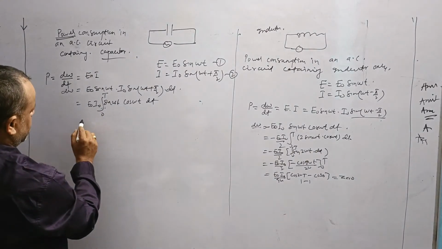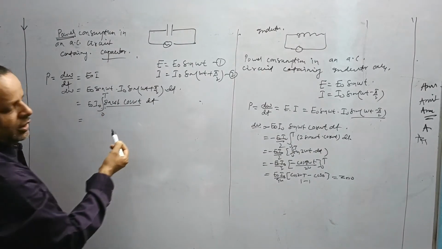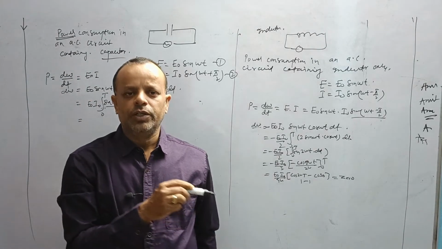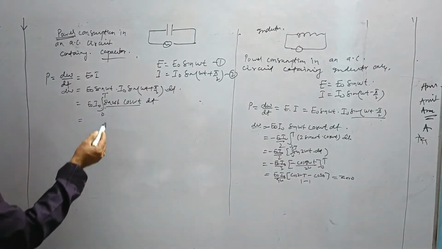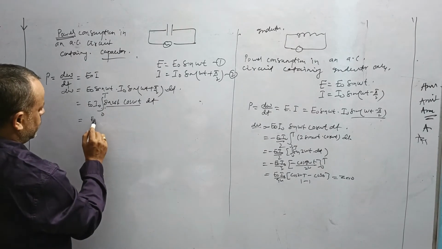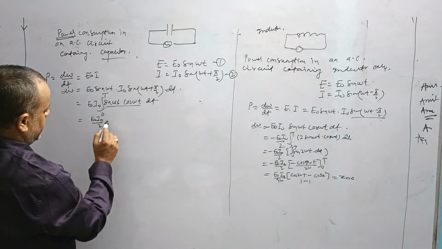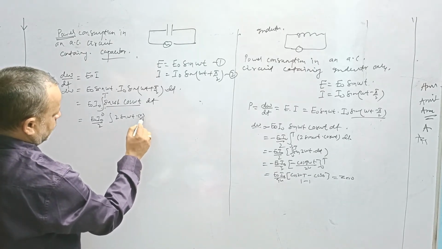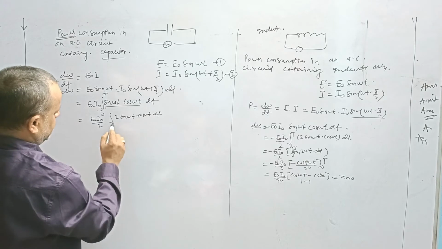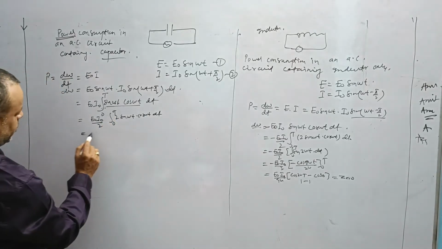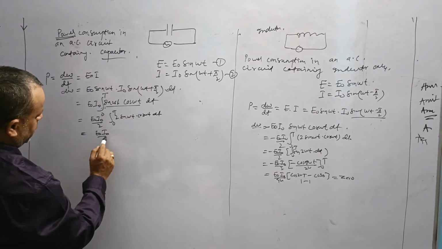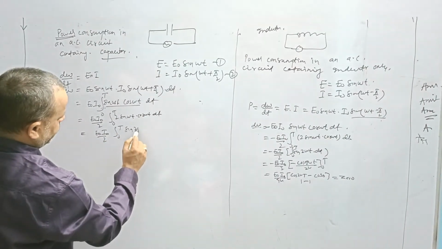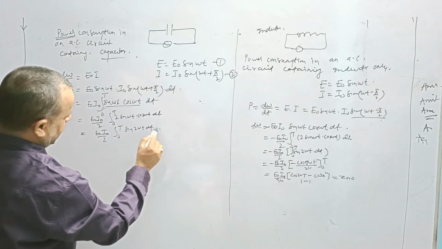We do not have a direct formula for integration of sin omega t cos omega t. What we will do is utilize trigonometry over here so it becomes easy. We divide by and multiply by 2, sin omega t cos omega t delta t from 0 to t. See, it is coming out to be E naught into I naught upon 2, sin 2 omega t delta t.